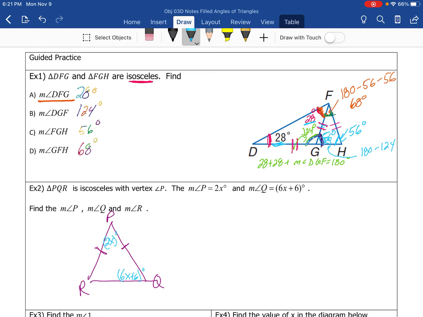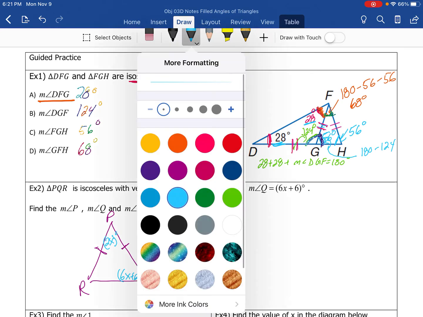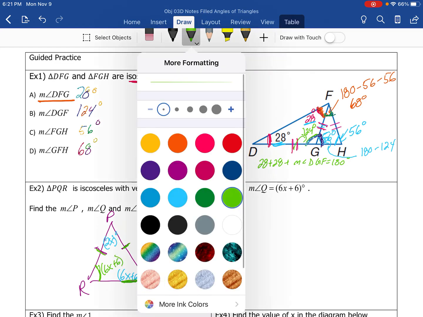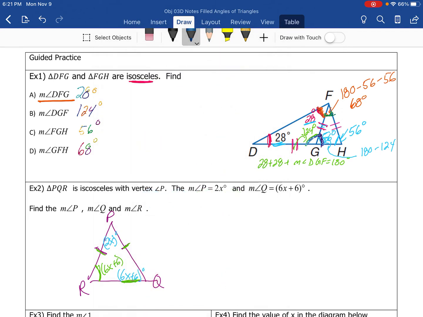Now, I know that the three angles in a triangle add to 180, but I only have two angles. I'm missing this angle right here, angle R. But I also have another piece of information. Because of the base angles theorem, if two sides of a triangle are congruent, the opposite angles are congruent. So if this angle is 6x plus 6, then this angle right here also has to be 6x plus 6. Knowing that, I have enough information to write and solve an equation.